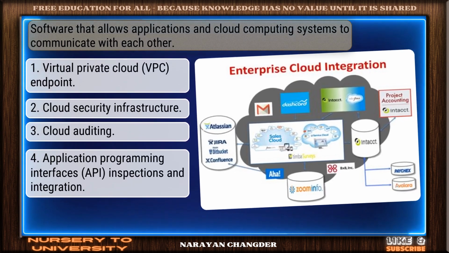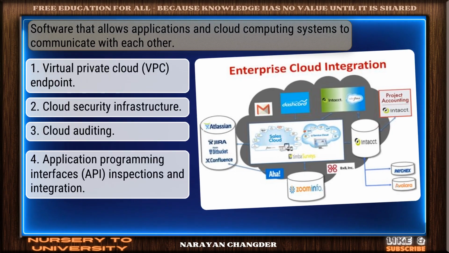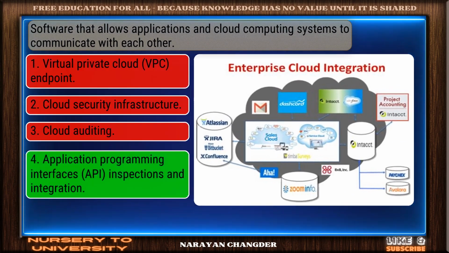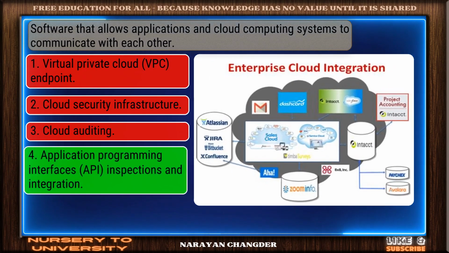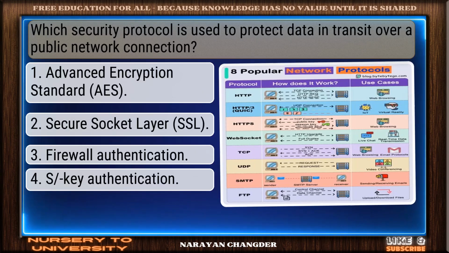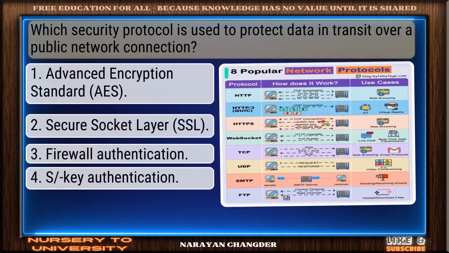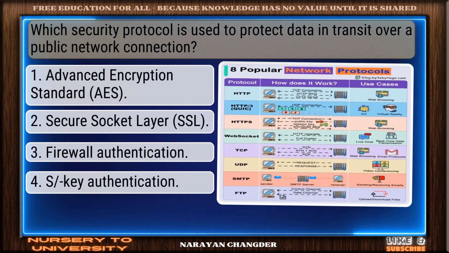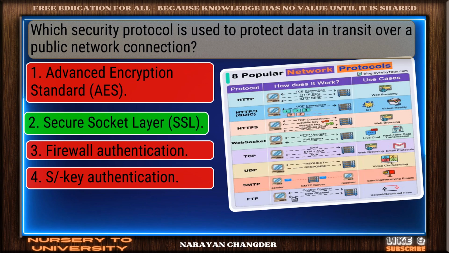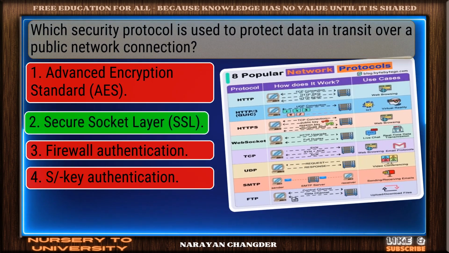Question number 30. Software that allows applications and cloud computing systems to communicate with each other. Well reasoned. Application programming interfaces, inspections, and integration is the correct choice. Question number 31. Which security protocol is used to protect data in transit over a public network connection? Clear logic. Your choice, secure socket layer, is sound and 100% true.